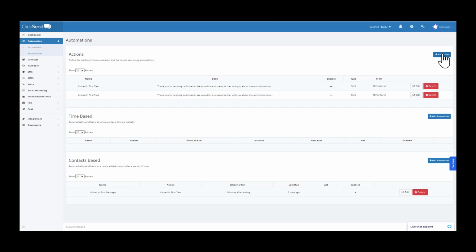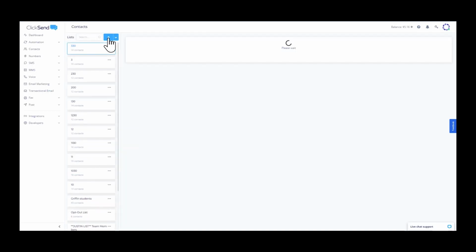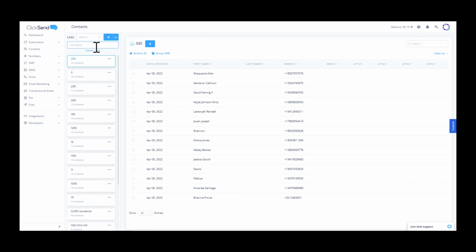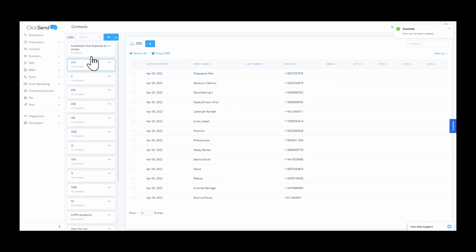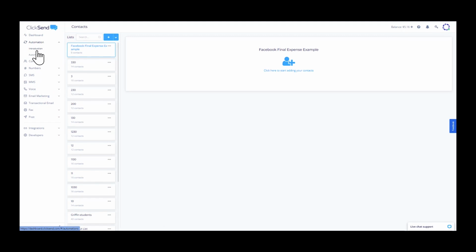So what we're going to do, we're going to create an action. Well, no, first we're going to create a list. So we're going to go to contacts, and then I'm going to create a list. I'm going to call the list Facebook final expense example. Cool. So right there, Facebook final expense example. That's the list. Now we're going to go to automation and click on automations.